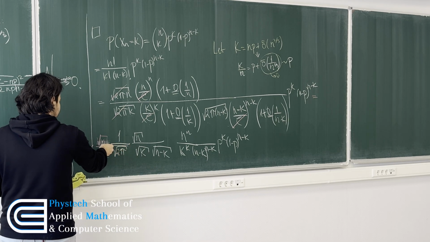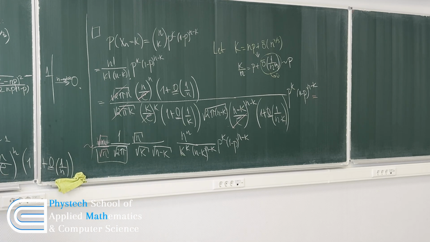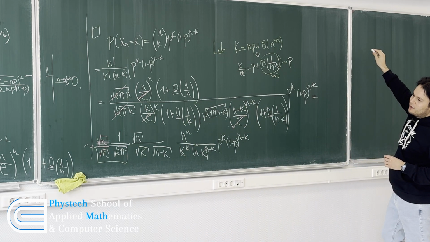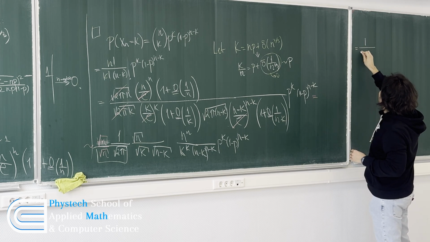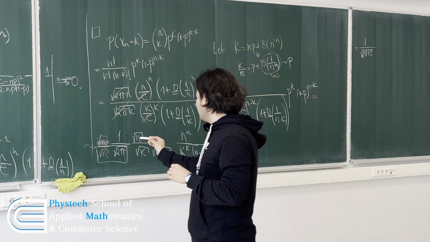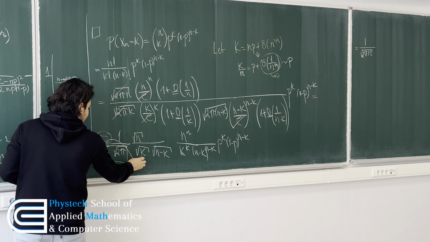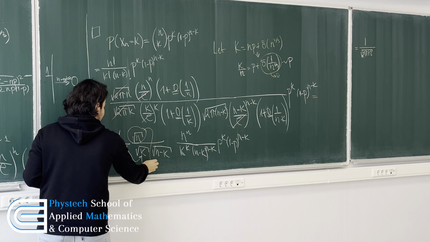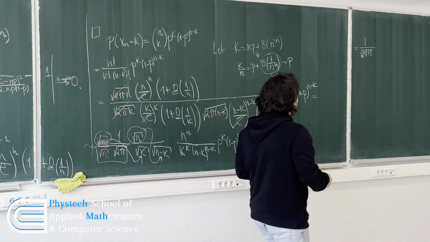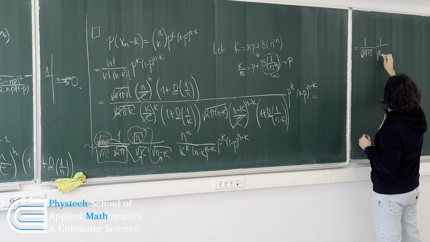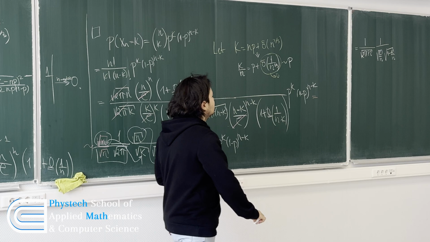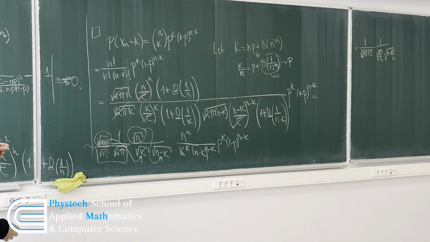So what do we do first? First we keep this. So we'll have the square root of 2 pi n, which is this. So we already have part of the answer. Here we have equality, right? So we have 1 divided by the square root of 2 pi n. And then this square root of n is going to divide this k, and this square root of n is going to divide this n minus k. So we'll have 1 divided by the square root of k divided by n, and the square root of 1 minus k divided by n.